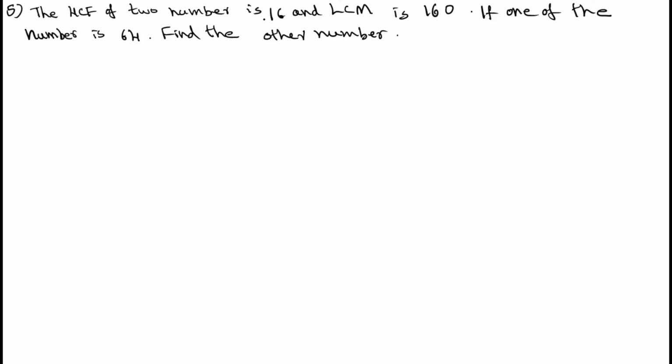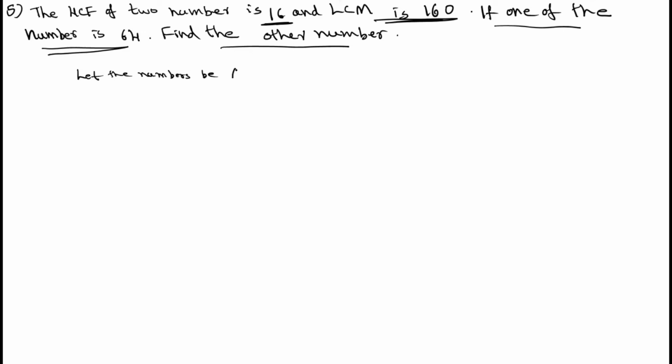The HCF of two numbers is 16 and LCM is 160. If one number is 64, find the other number. Similar to the previous one, but here one more data is given. Out of two numbers, one number is given. You need to find the other number. So I'll write the given data. First I'll write, let the numbers be A and B. Then one of the numbers is given. I will take A is equal to 64. You can take B is equal to 64, the answer remains the same.